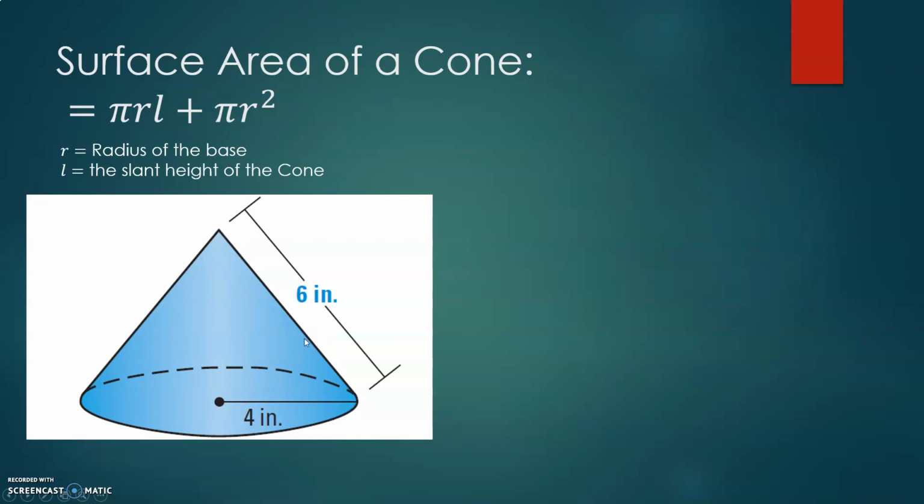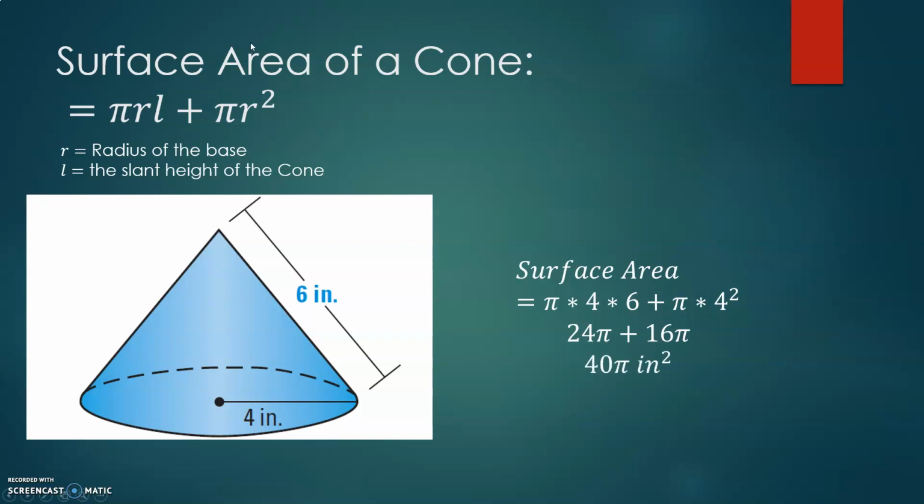Okay, so when we look at this particular cone here, we have a slant height, which would be 6, and a radius, which would be 4. So that would be pi times 4, because that's your radius, times 6, which is your slant height. And then we're going to add to that pi times the radius 4 squared. So 4 times 6 is 24, so that's 24 pi, and then 4 squared is 16. So 24 pi plus 16 pi gives us 40 pi square inches.